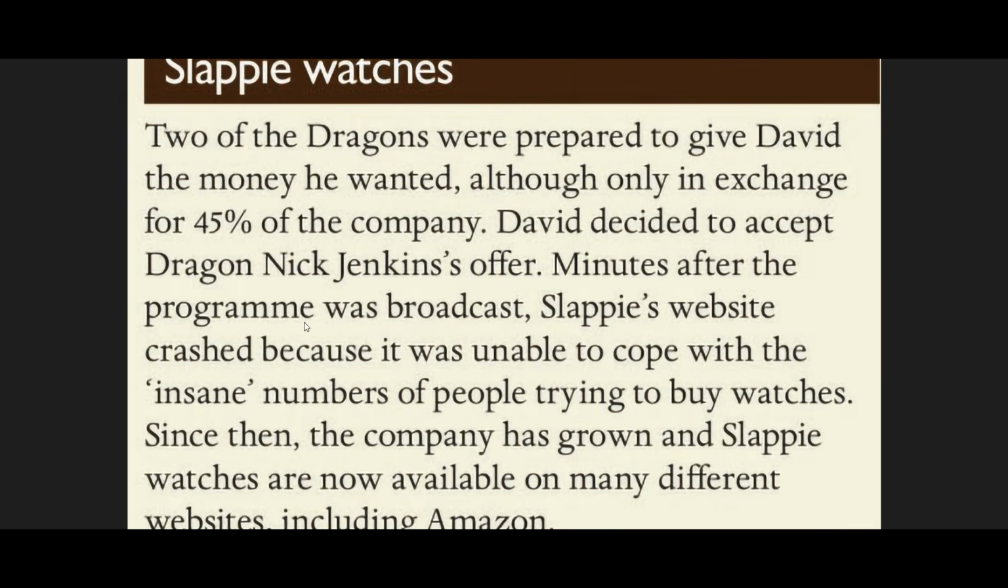Спустя минуты после того, как программа протранслировалась, веб-сайт Slappy просто сломался, потому что unable to, то есть не мог справиться, cope with, то есть справиться с безумным числом людей, которые пытались купить эти часы. И с тех пор компания выросла, и Slappy Watches, то есть вот эти часы, теперь доступны во многих разных странах, на многих разных веб-сайтах, включая Amazon.